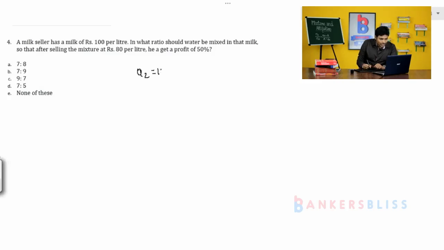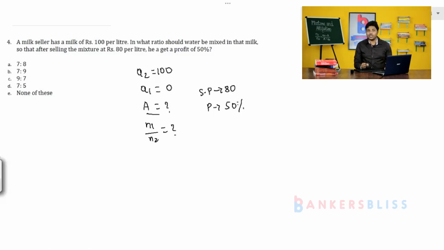A2, that is 100. Do you know A1? Yes, A1 means the water price, that is 0, and A you have to calculate, and you have to identify N1 by N2. So, to calculate N1 by N2, you should know A. Then how to calculate A? A means cost price, but 80 rupees is the selling price. Selling price is 80 and profit is 50%.